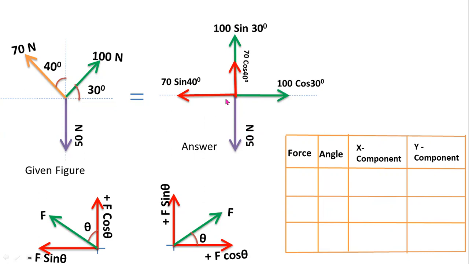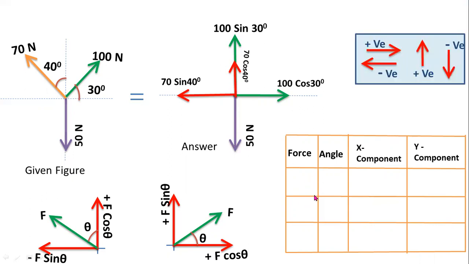Now 15 newtons, 70 cos 40, 100 sin 30. These three are the vertical forces, that means y components. These are the given forces: 70, 15, 100. Now angles, these are the angles.